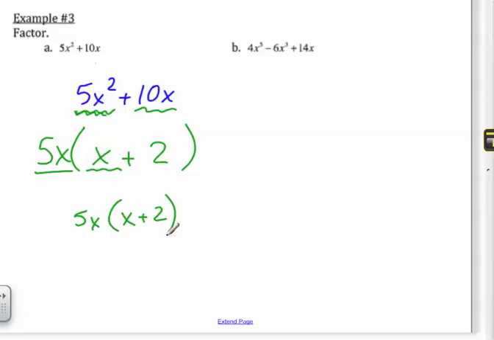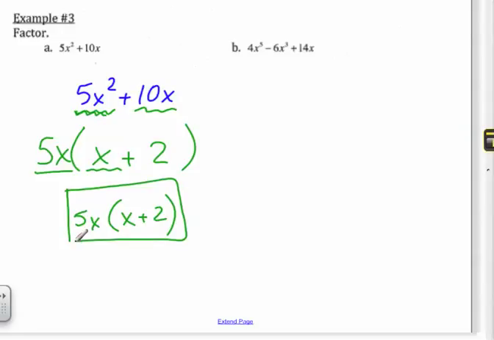That's my answer. And that's good because sometimes I might have 5x on the bottom. I can't cancel it when it looks like this. I have to factor it out and then see, oh, these are all being multiplied. I can cancel the 5's and the x's. Okay, that's why we're learning how to factor. Okay, but our answer to this problem is 5x times x plus 2.